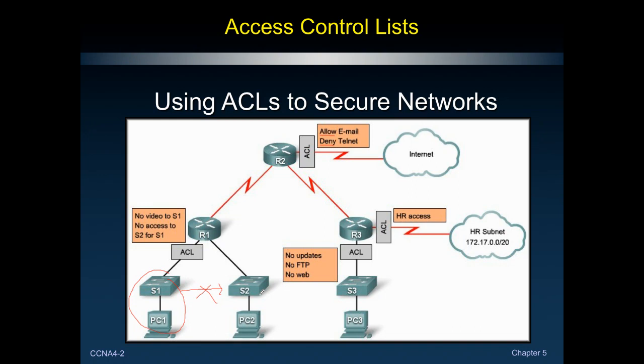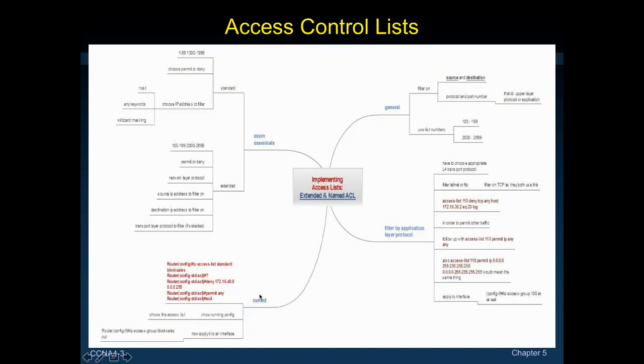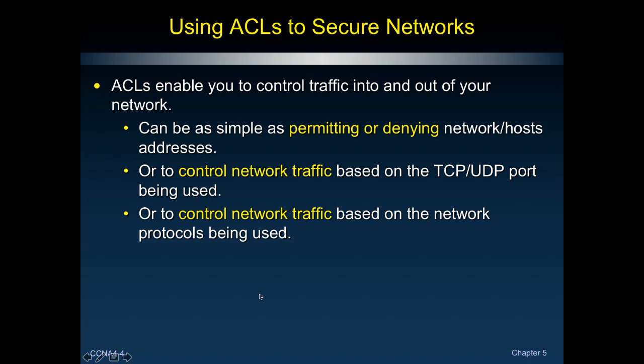Okay, so now if we see how ACL can be used to secure the network, ACL can enable you to control traffic into and out of your network. So ACL is actually act as a stateless firewall. So if you do not have ASA firewall in your organization, you can basically use ACL to control the traffic in and out of your network.